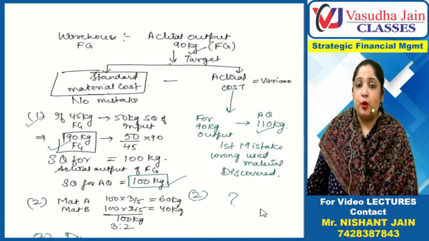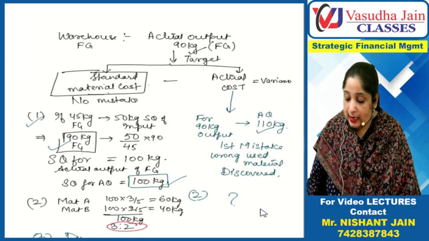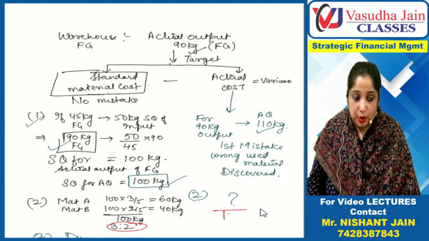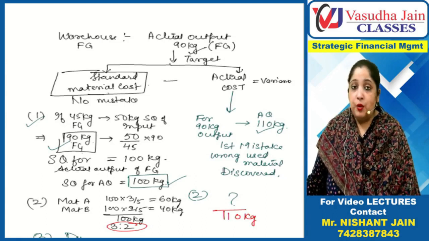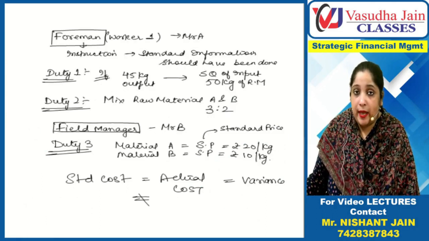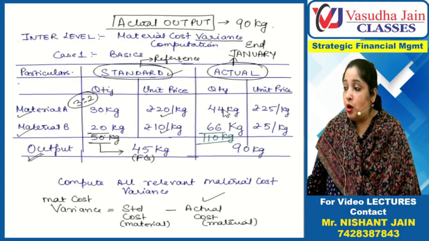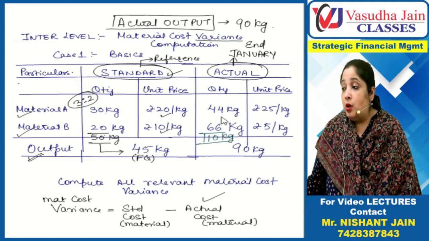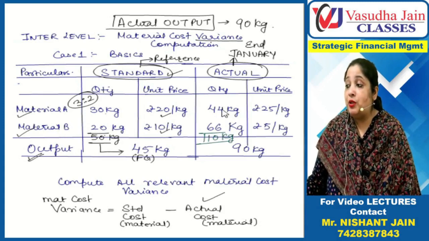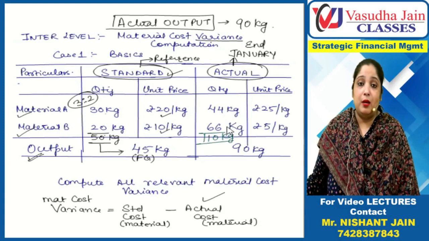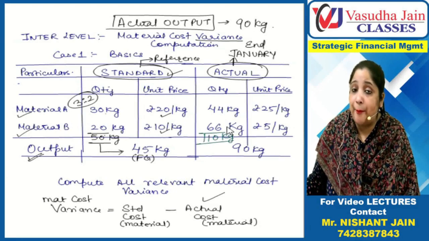Whatever quantity he is going to use has to be used in which proportion? 3:2. This was his duty. Please tell me, whatever quantity he has used, 110 kg, has he used it in 3:2 proportion? 3:2 proportion implies 66 kg of A and 44 kg of B. But unfortunately, he has not used 66:44. Rather, he has used 44 of A and 66 of B. He has changed the proportion. Instead of using 3:2 proportion, he has done 2:3 proportion. And I just told you, if you change the proportion of raw material, the quality of the product gets hampered.